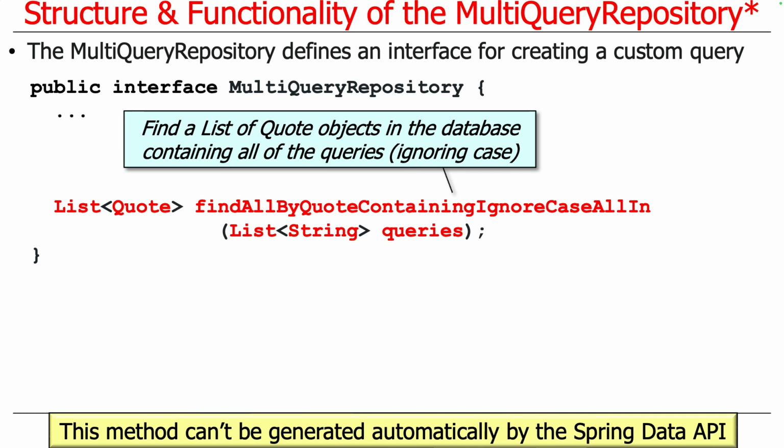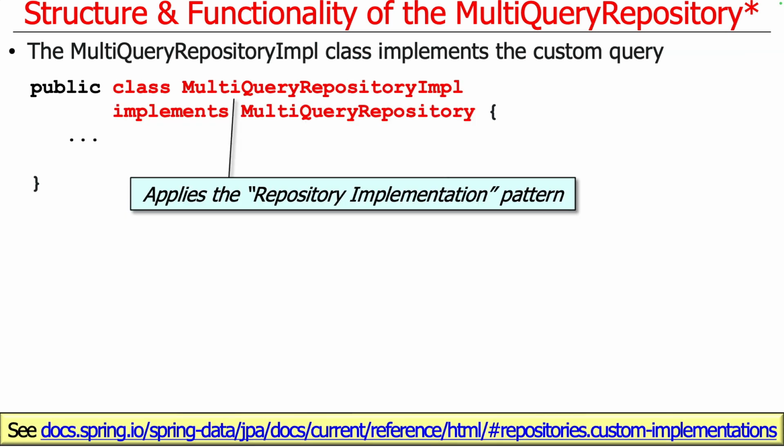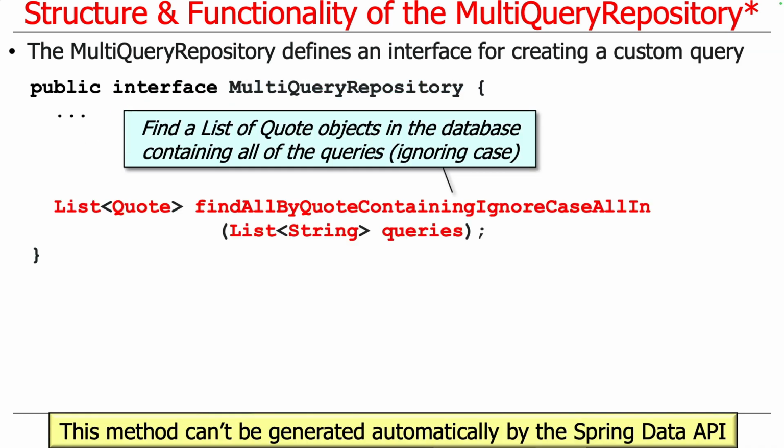And we're going to say, findAllByQuoteContainingIgnoreCaseAllIn. So it's going to find a list of quote objects in the database that contain all of the queries that are in this query list. Can't get that out of the box. We're going to write our own way to do this. So that's the interface we define.